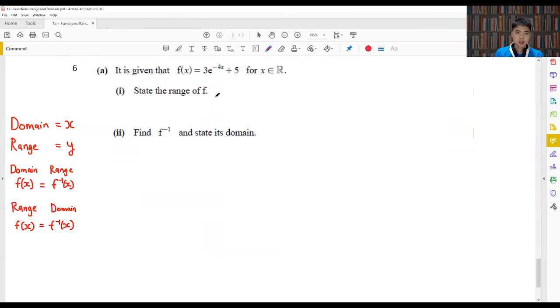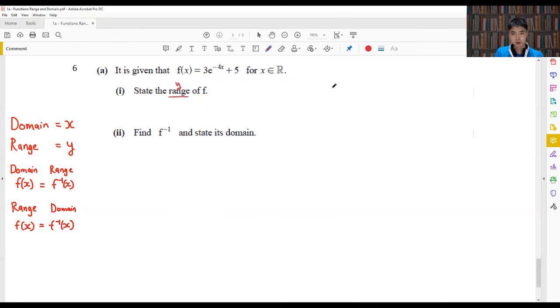It is given that f(x) equals 3 exponential to the power of negative 4x plus 5, for x being all real values. State the range of f. Stating the range is again looking for the y value, isn't it? In this case here, x takes all real values. To answer this question, it would be better if you understood how the graph looks like.